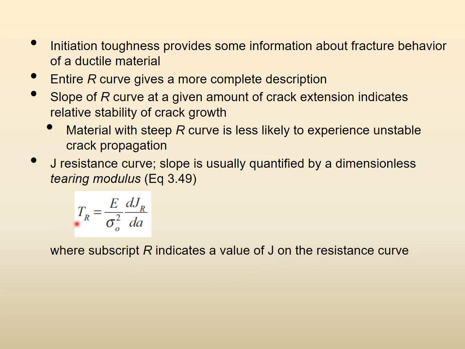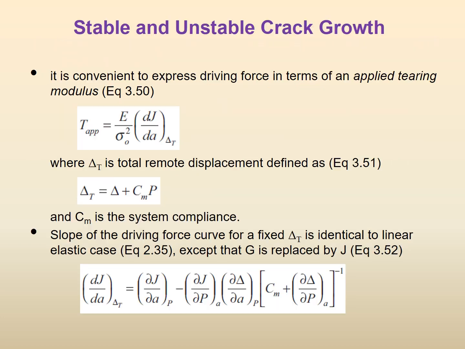The subscript R indicates the value of J on the resistance curve. If it was the J curve, it would be only T. It was the JR curve, so it is T_R, and we will see this later on. Again, as I am telling you again and again, we are not going through the mathematical derivation, but just trying to explain the physics or the mechanics of the problem. So with this background, we just talked of the resistance curve in terms of the J integral, and now we will go to stable and unstable crack growth.